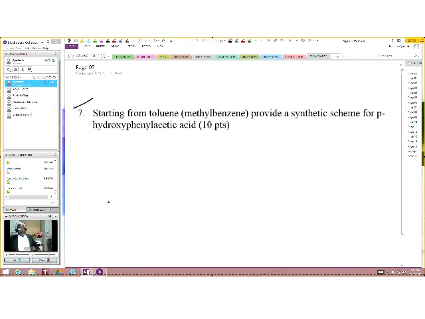Okay, thank you. For this problem here, this is a lot more involved than the last problem. So what do they want us to do here? They want us to start with toluene, and then they want you to make p-hydroxyphenylacetic acid.